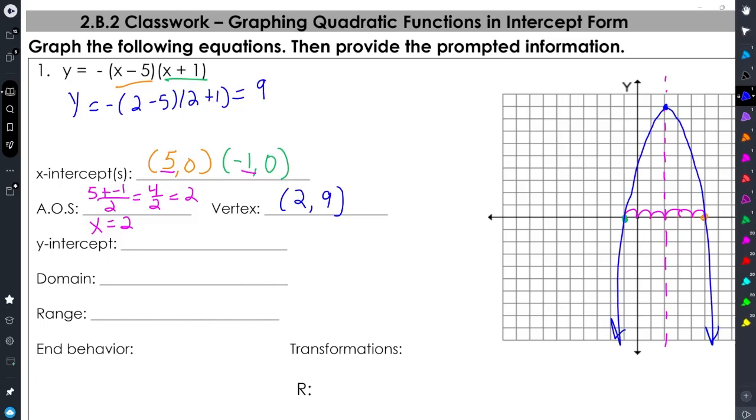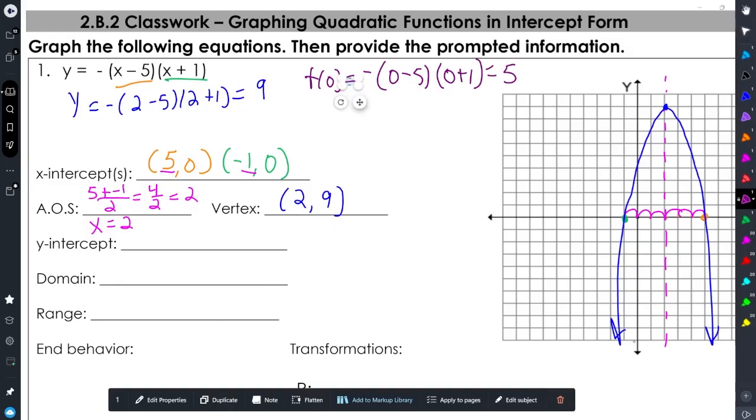will look like this. Now the y-intercept again occurs when x is equal to 0. So we did it in the past as f of 0. So f of 0 is negative, and then 0 minus 5 times 0 plus 1, and that's going to be, I think, 5. So our y-intercept is 0 comma 5. So I know we didn't use it to graph this one, but we just were asked to find it, so we went ahead and were able to figure it out.